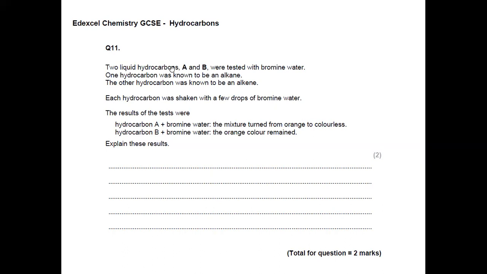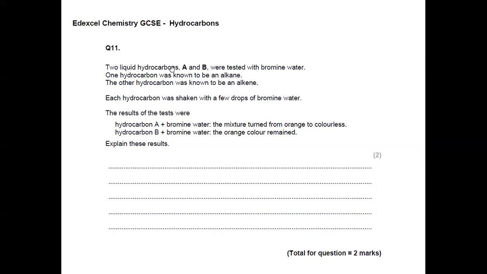Hydrocarbon A will be an alkene because it changes from orange to colorless. On the other hand, hydrocarbon B is an alkane because it doesn't change color. The reason your alkane doesn't change color is because alkanes are non-reactive. It has a single covalent bond, which is hard to break. So it does not react with the bromine in natural light. It has to be UV light for the reaction to take place.